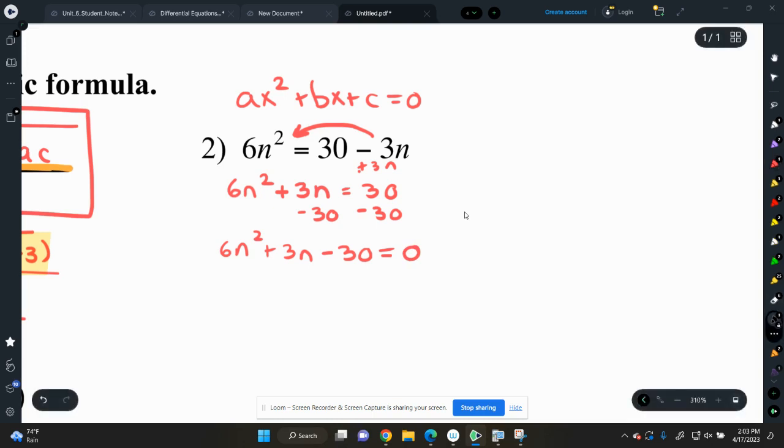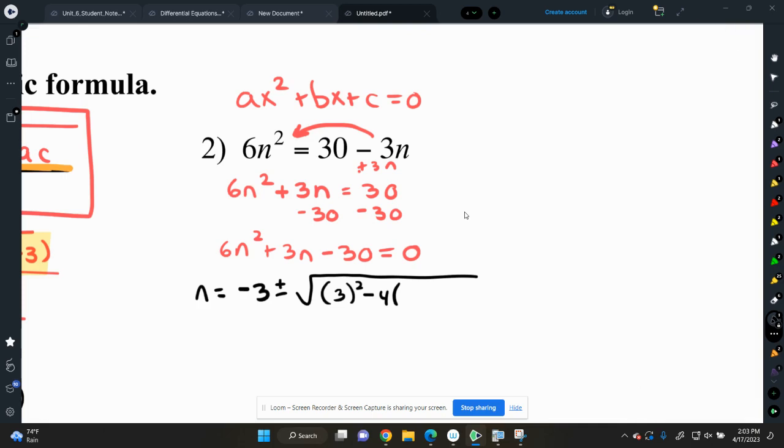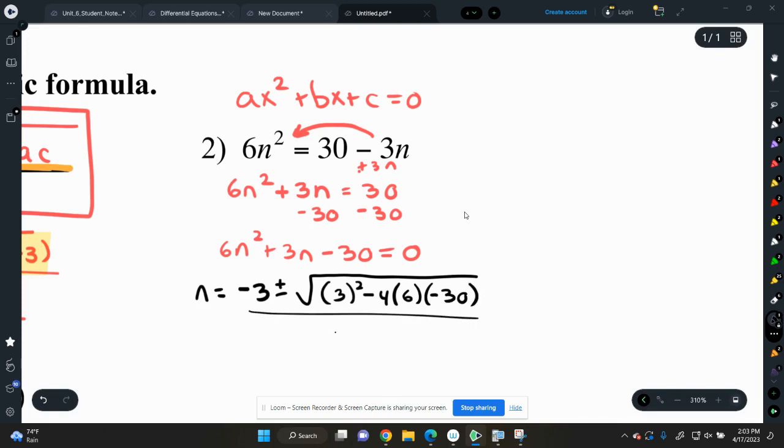Now we'll do our quadratic formula. n equals negative b. What's b? b is 3, so it's negative 3 plus or minus the square root of b squared. So that's going to be 3 squared minus 4 times a. What's a? 6 times c, negative 30, over 2 times a, which is 6.